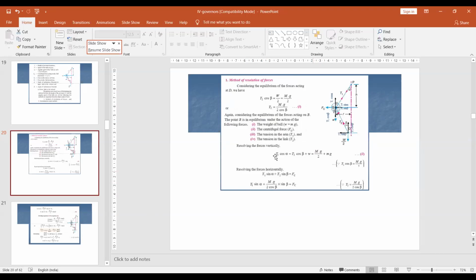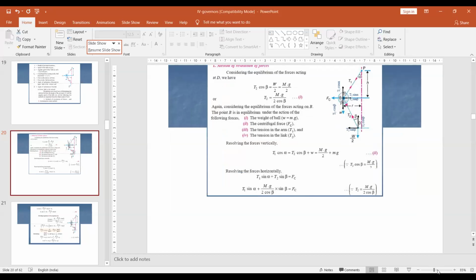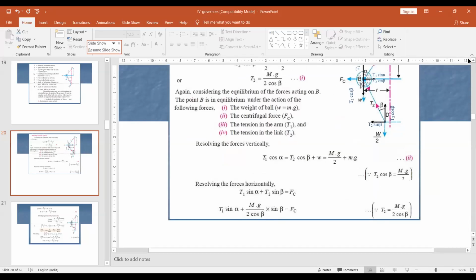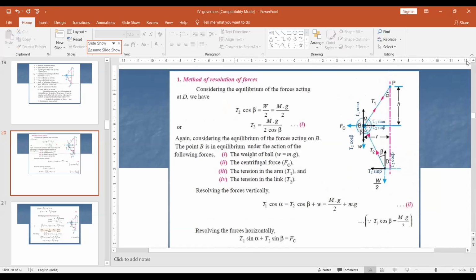Now all of you observe the diagram. When we follow the resolution of the forces method, what are the forces in our system?